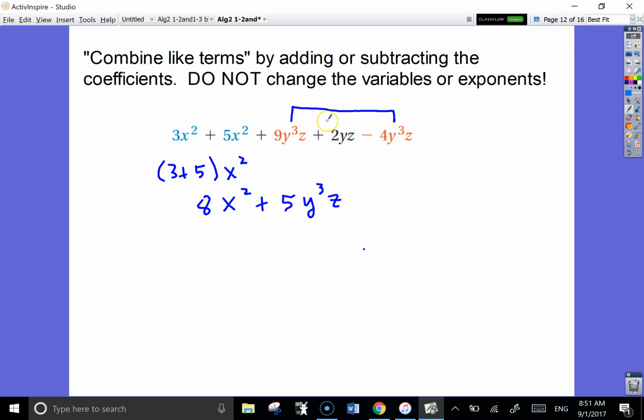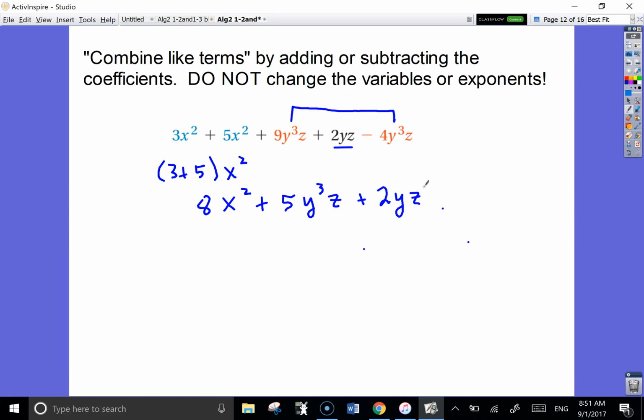Okay, and lastly, we have this one term that's just sitting there by itself. It doesn't have any other like terms to combine with it, so it stands alone. Normally you write expressions with the term on the left which has the most powers of the variable, and then it goes in decreasing order. This one we'll leave like it is.